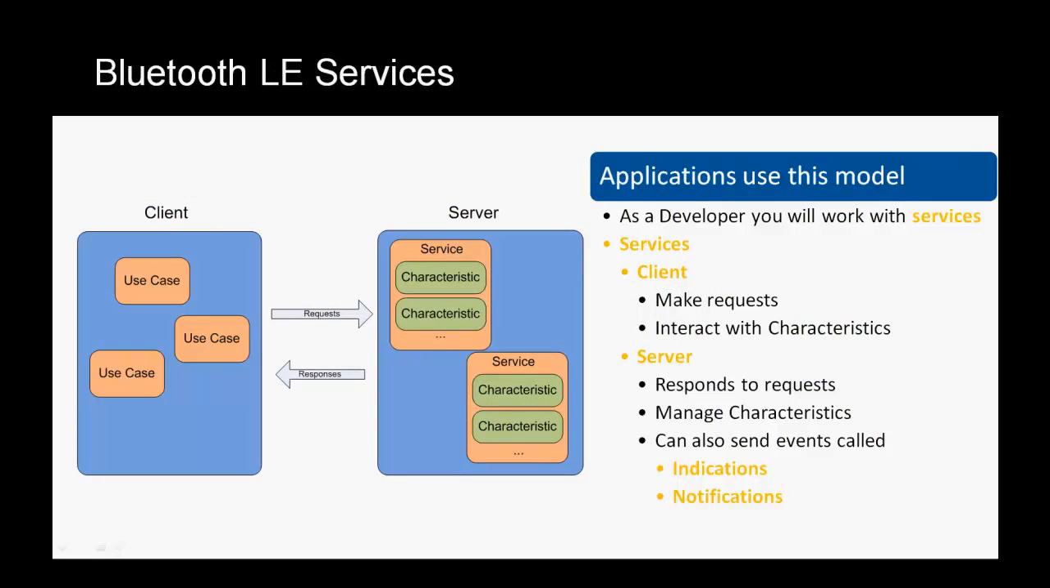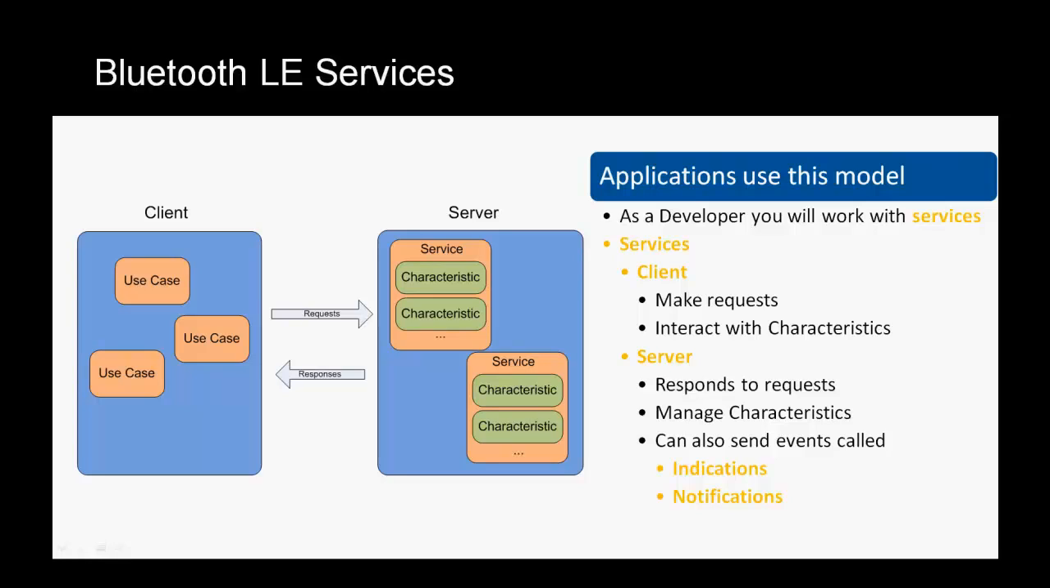This is actually reflected and visible in the application level, in the roles of client and server that are used in this context. As developers, we will work with services. A server hosts services which contain characteristics. These are sort of like values that can be read and written. I'll say more about this later. Servers are usually small devices like heart rate monitors, thermometers, etc.